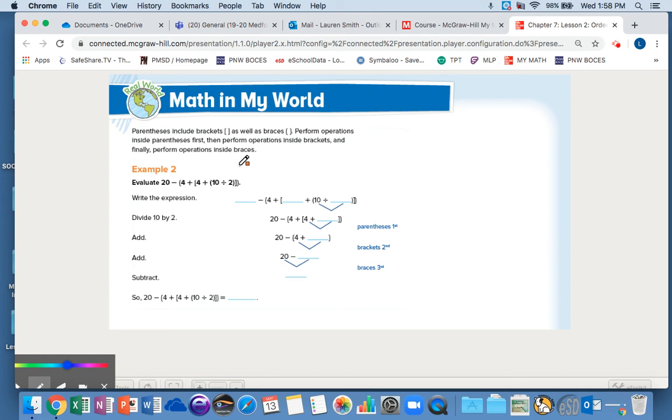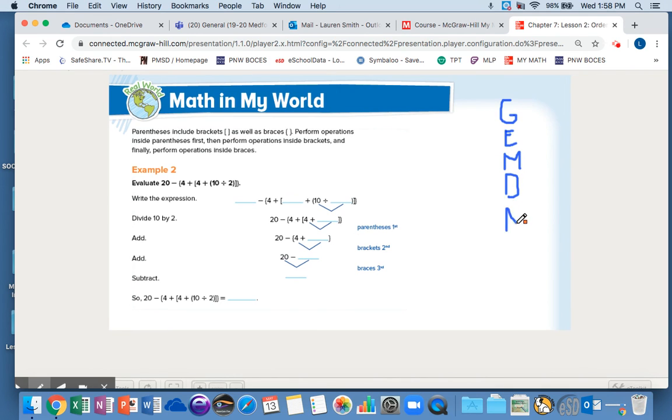So here it says parentheses include brackets as well as braces. That's why instead of the P, we do the G. So again, I'm going to draw it because if you see it, you'll know and you'll remember. So GEMDAS. You do groups or parentheses or brackets, exponents, multiplication and division from left to right, and then addition and subtraction from left to right. All right, so let's give it a shot.